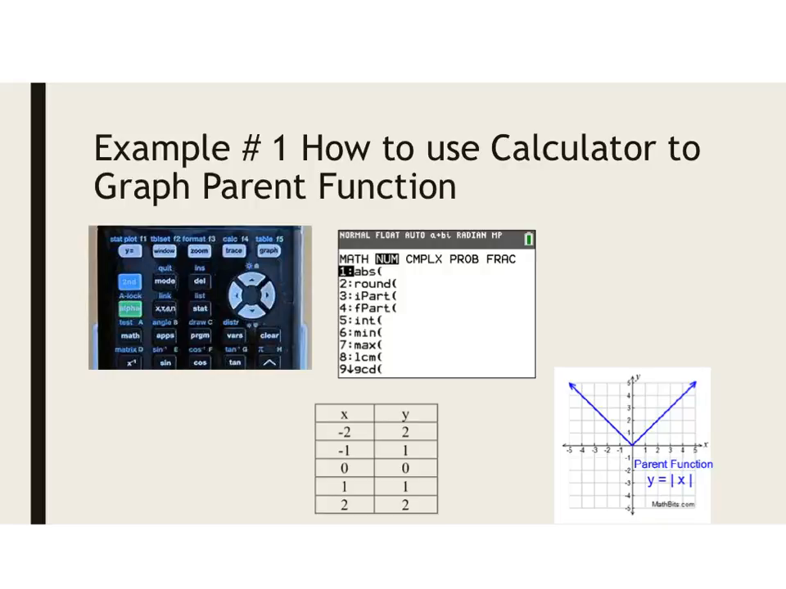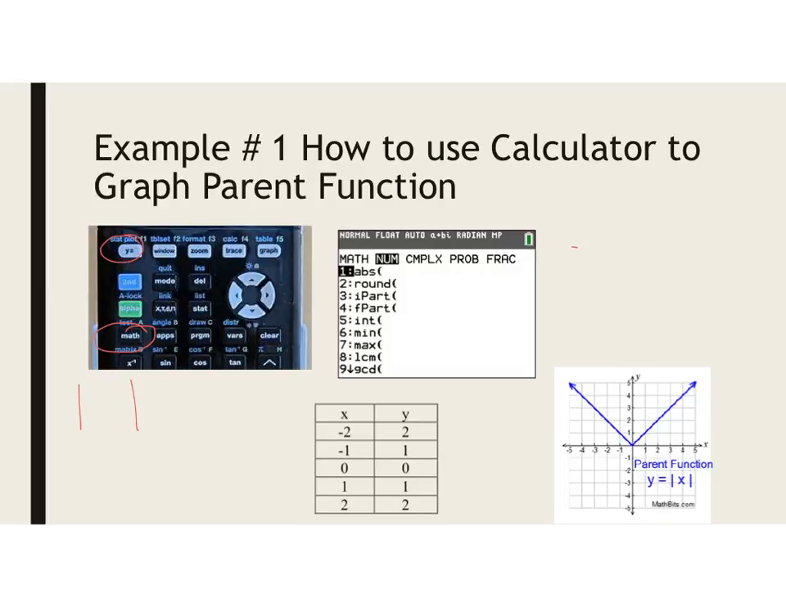But just how to do it with a calculator, so make sure you have a calculator available. You're going to still start off with y equals, where you would type in the equation. But to find the absolute value function, these bars, you're going to go to the math button. It's below the green button. If you push that, you're going to see a screen that looks like this.